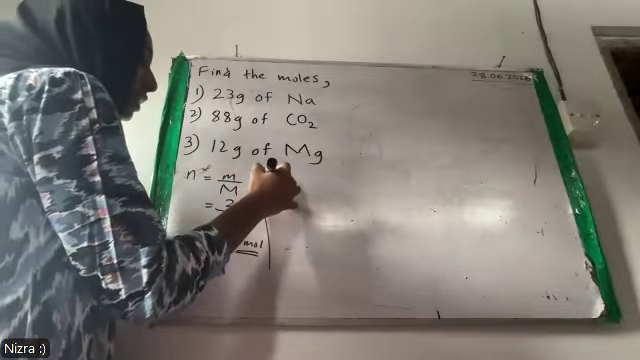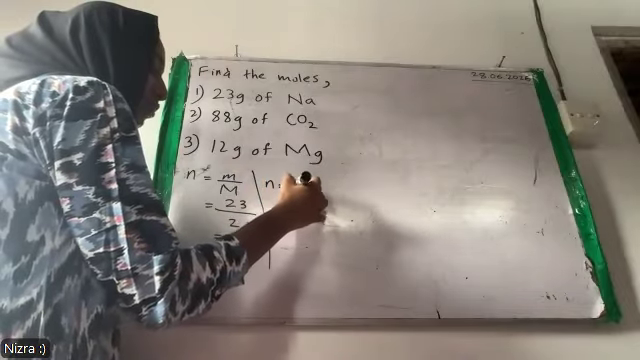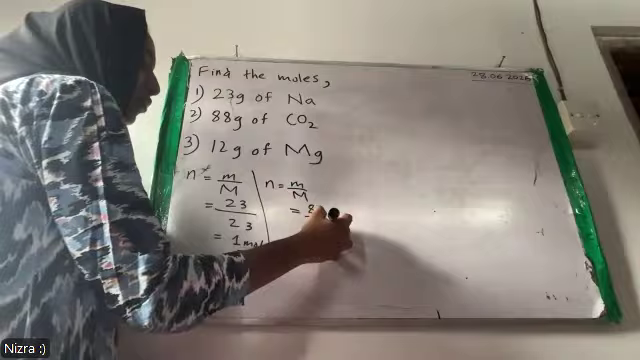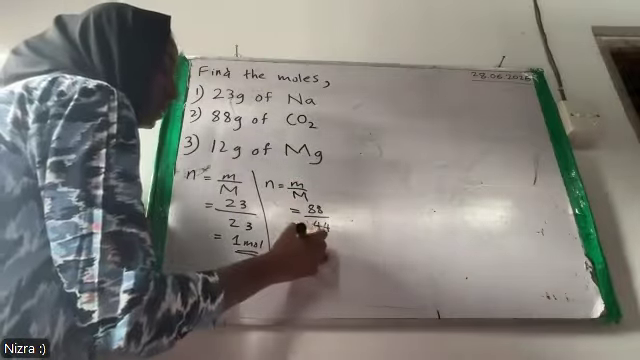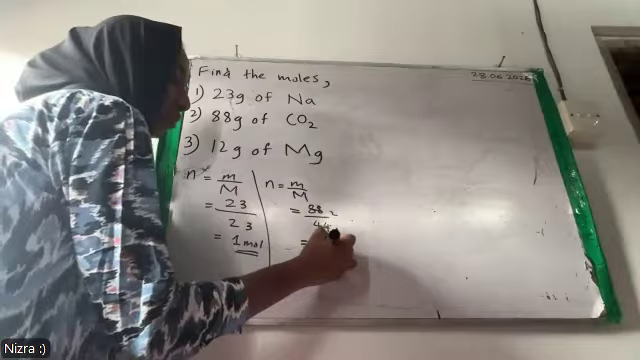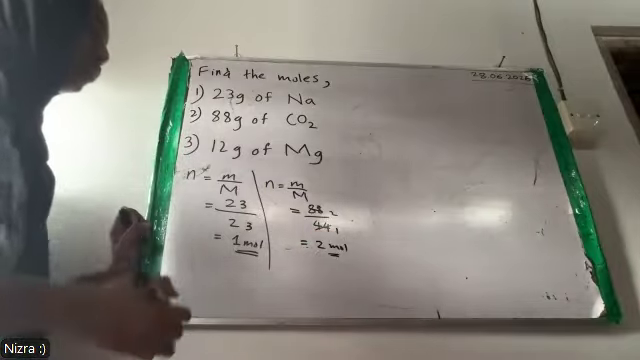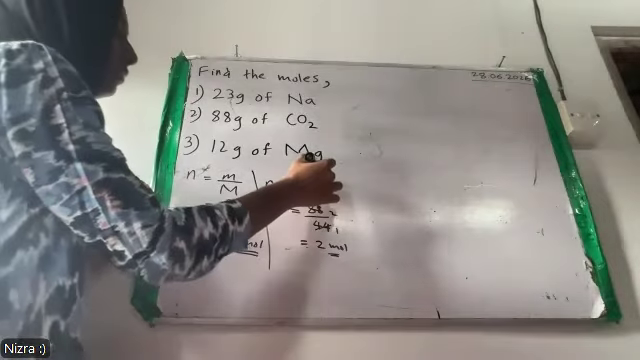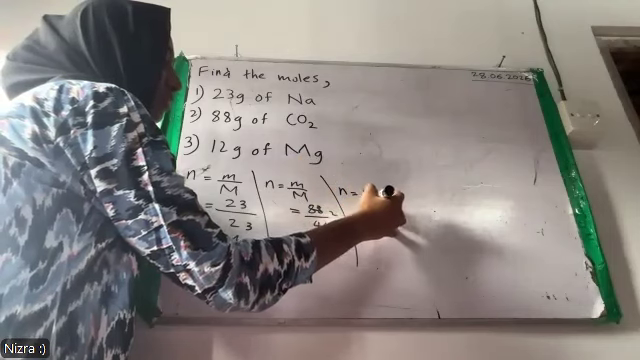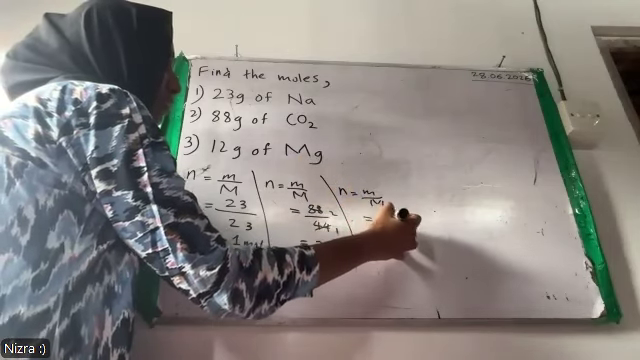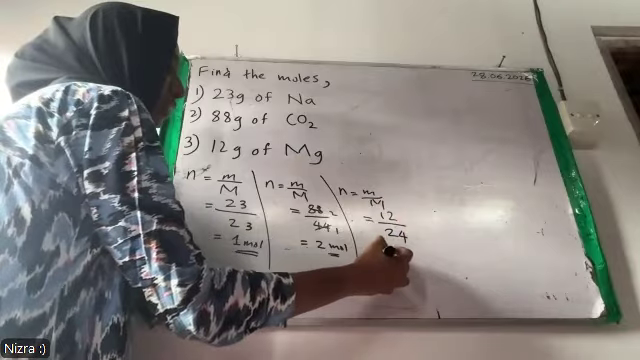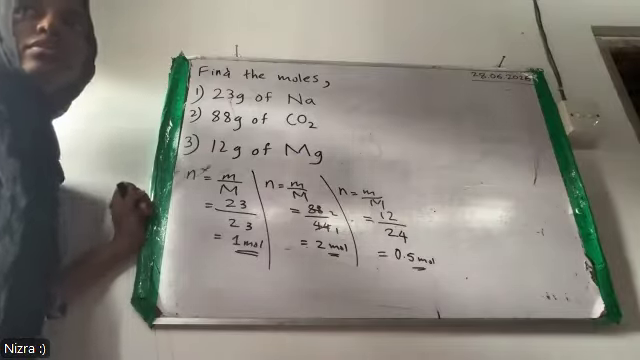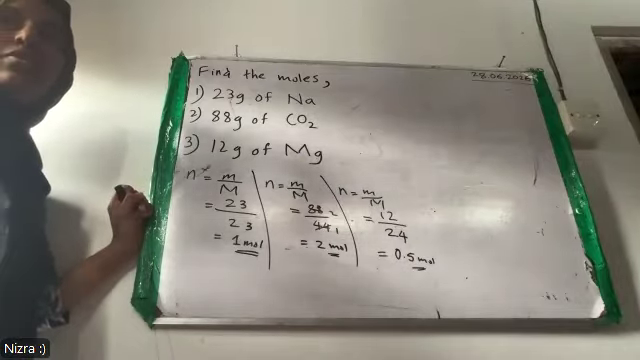Second one is 88 gram of carbon dioxide. So small m over capital M. Small m is 88. Capital M, I think it should be 44, right? Then it is how much? 2 moles of carbon dioxide. Next, third one. Moles equal to small m over capital M. The mass of magnesium is 12, but I think molar mass is 24, right? So did you get half? 0.5 mole. Okay. Got it? Any doubts?